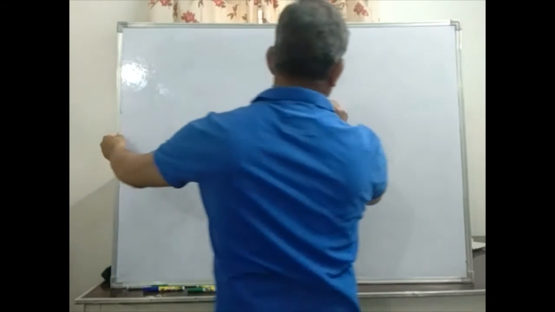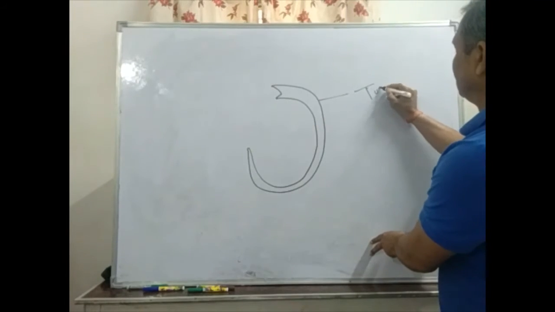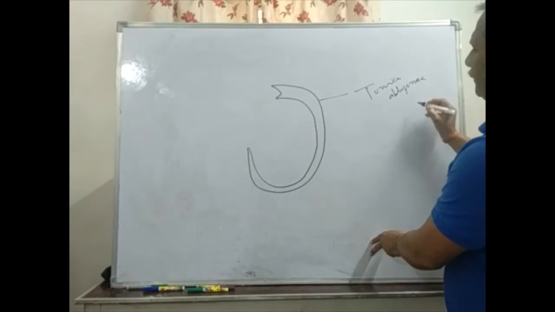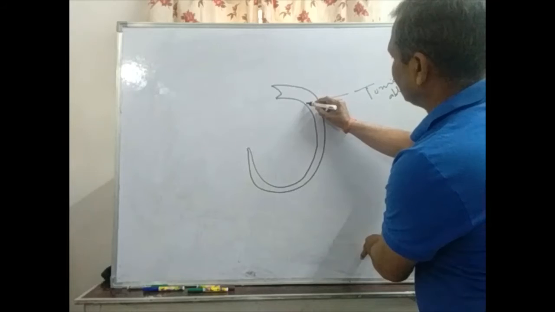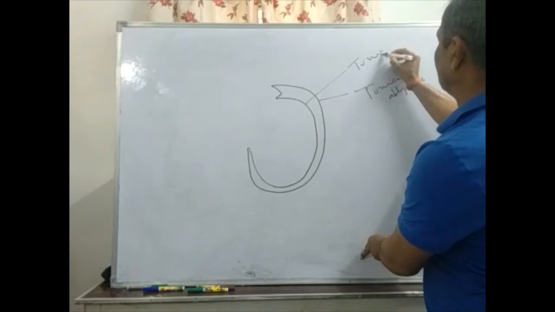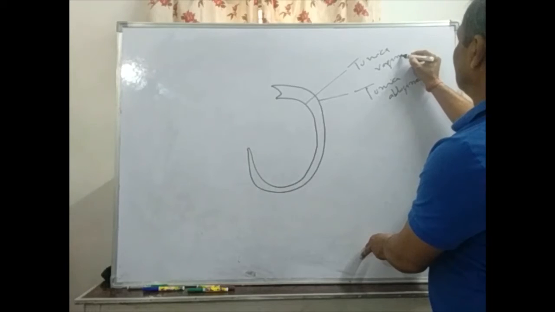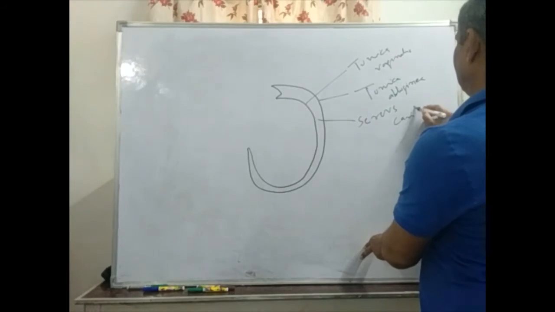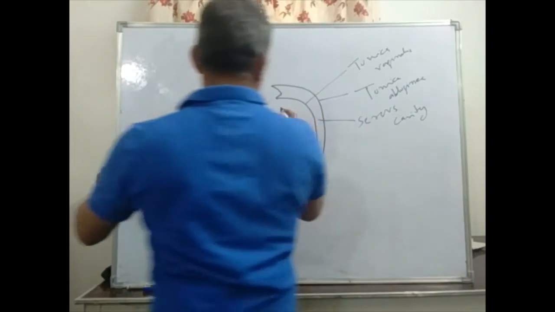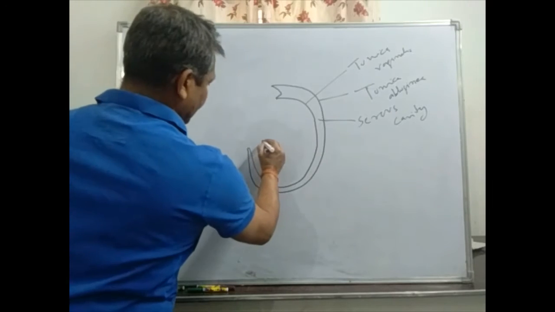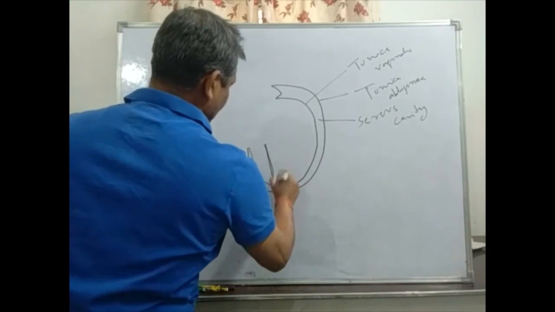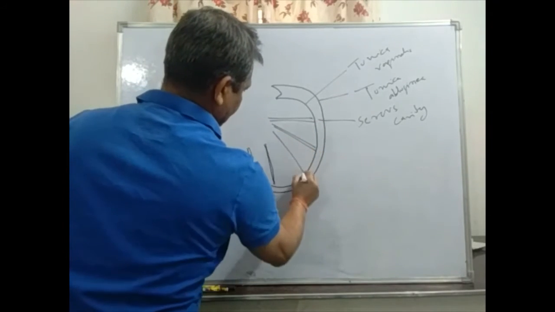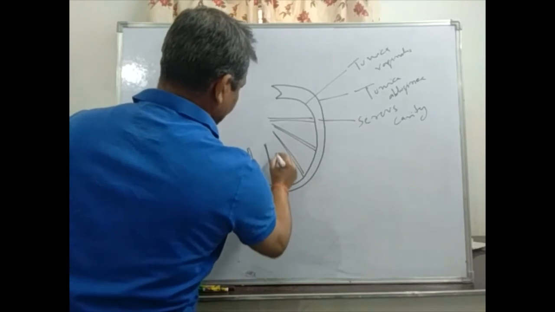The outer layer is the tunica albuginea. It is a fibromuscular structure, and the inner is the tunica vaginalis. This is the serous cavity, and this entire structure is divided into lobules, testicular lobules. Okay, like this.